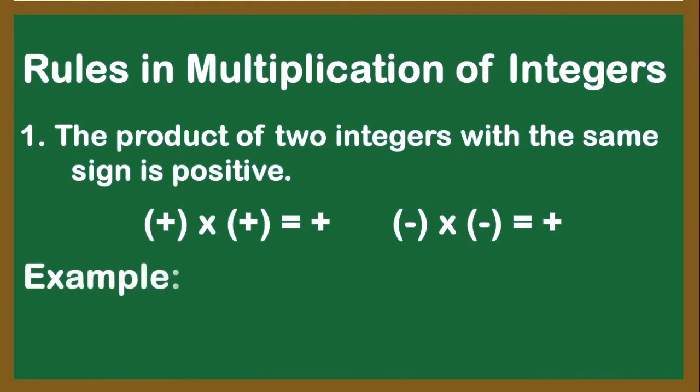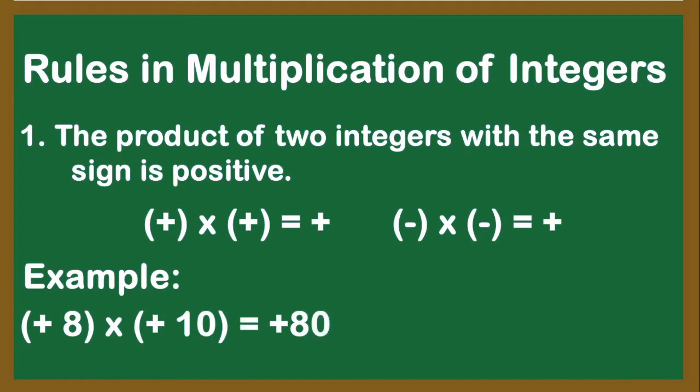Now let us have examples. Positive 8 times positive 10 equals positive 80. Negative 6 times negative 4 equals positive 24.